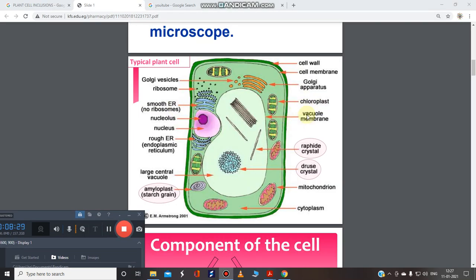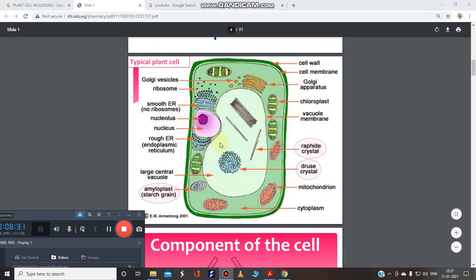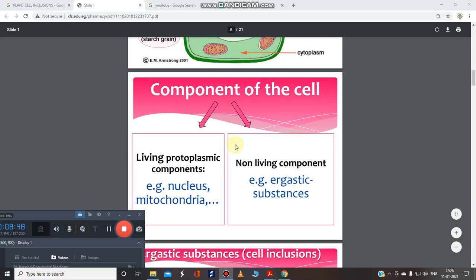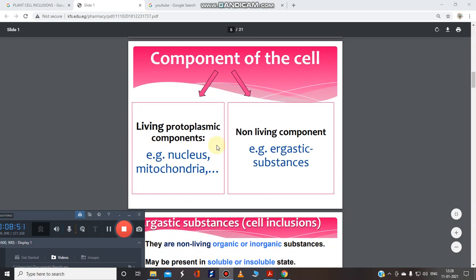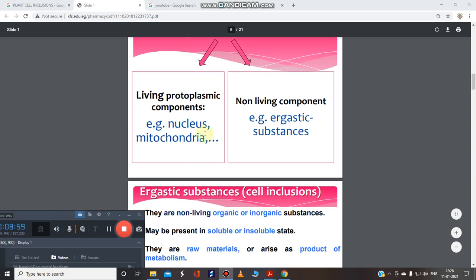So again, let's recall fast. This is the plant cell. We already covered this. This plant structure is comprised of different types of cell organelles like chloroplast, mitochondria, cytoplasm, smooth endoplasmic reticulum and rough endoplasmic reticulum, which you have already covered. Okay, so this is important: the components of the cell consist of two parts, living and non-living. Non-living components are known as ergastic substances, and the living component comprises the nucleus, mitochondria, etc.